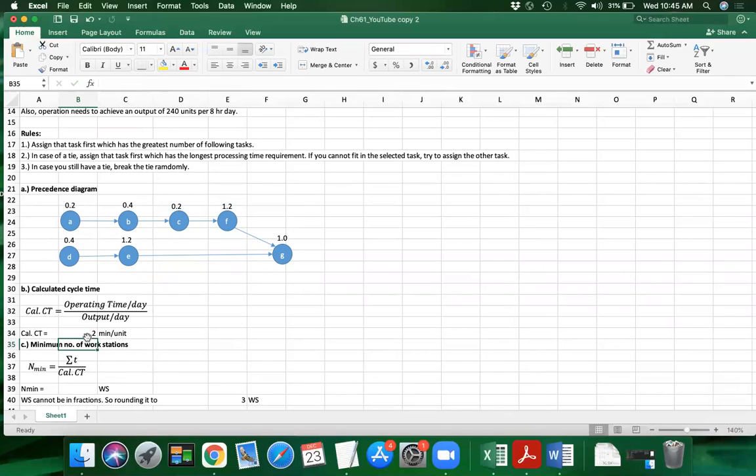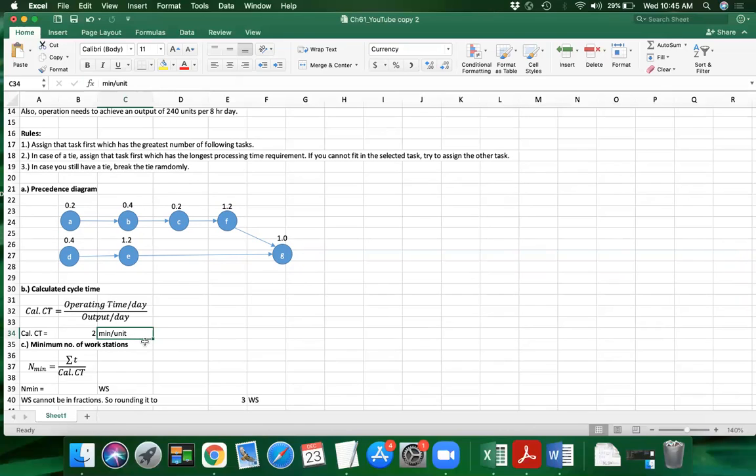So that tells me it's in minutes. Okay, so these units are very important. So calculated cycle time is 2 minutes per unit. That means to produce 1 unit, it will take 2 minutes. Okay, so this is establishing the rate of output.